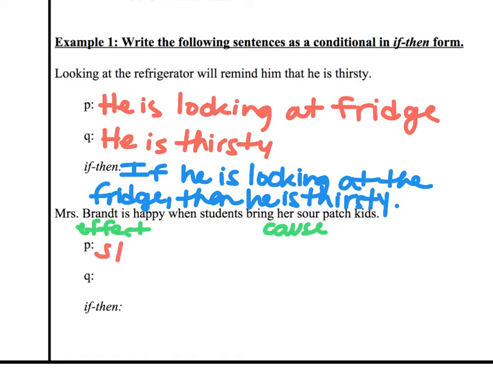So hypothesis, students bring, I'm going to put SPK, Sour Patch Kids. That is my favorite candy. I will be happy with you if you bring it for me. Students bring Sour Patch Kids. Zach, what's my conclusion? That Miss brings that.